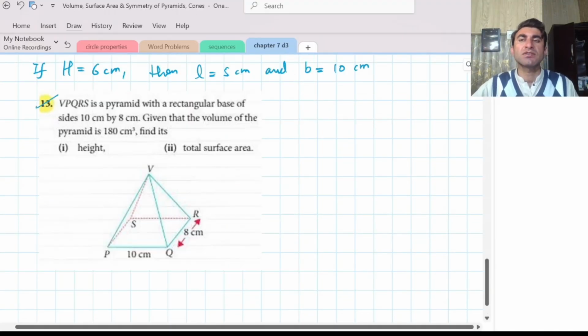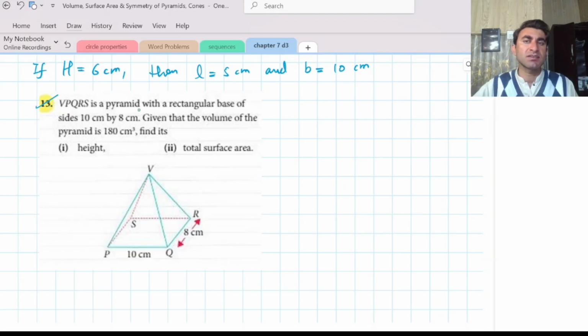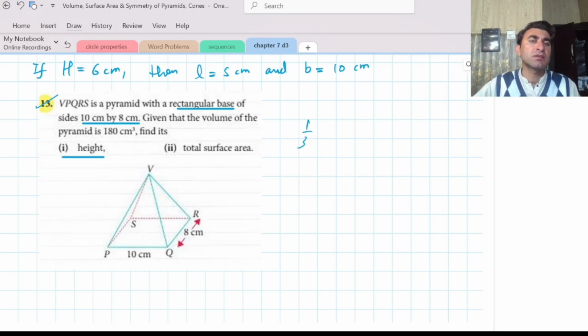Now in order to solve question number 13, it states VPQRS is a pyramid with a rectangular base of sides 10 centimeter by 8 centimeter. Given that the volume of the pyramid is 180 centimeter cube, find its height. So we can easily find its height first, as volume is given and we know volume is 1/3 the base area times height. Here it is a rectangular base with the sides 10 and 8, so I can directly write it as 1/3 times 10 times 8 times height, which is unknown, and this equals 180 because it was the volume.